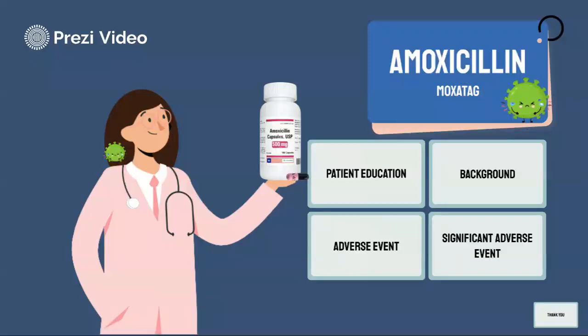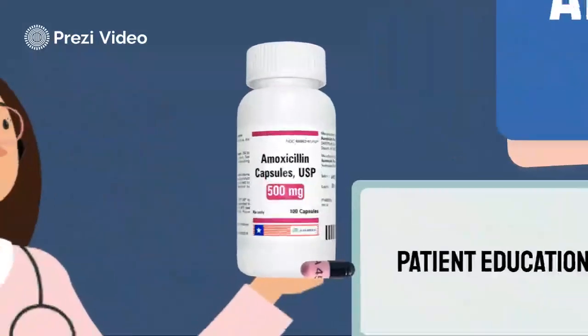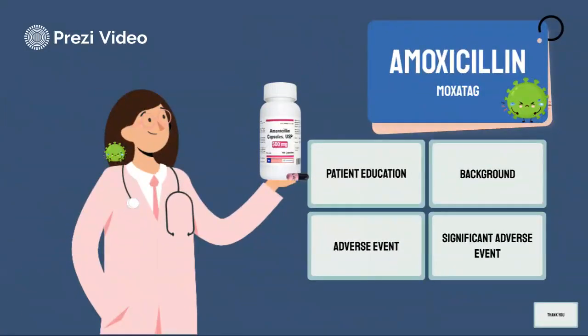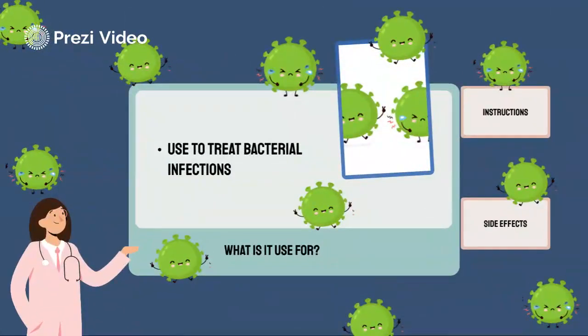Hello everyone, today we're going to be talking about amoxicillin or Moxatag. Let's go ahead and start with patient education. Amoxicillin is used to treat bacterial infections, not viral infections. It's mainly prescribed for different types of infection, including sinus and chest infection, urine infection, ear infection, and some dental infection. You may also be prescribed amoxicillin to prevent an infection from occurring as well.